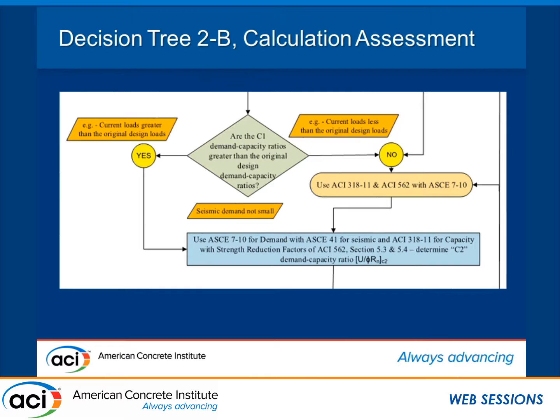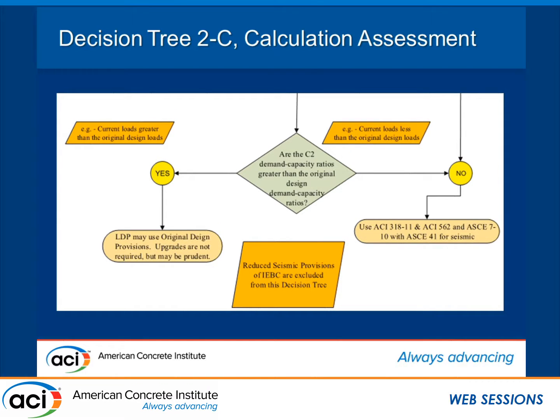If the demand capacity ratios C1 are greater than the original design capacity ratios, then you go down the yes side, and that would be, as an example, current building codes are greater than the original design loads. On the other side is a no, and it tells you which document is then applicable. The last step is you can include seismic if you so desire. And this is how you approach it and go through it to make your decision.